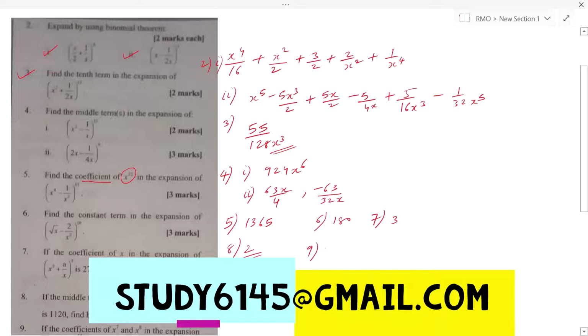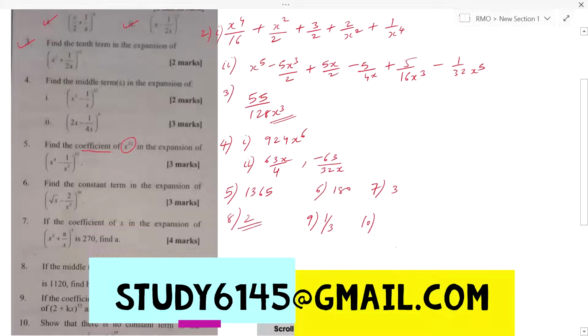Ninth, k is equal to 1 by 3x. Perfect. And tenth, just 1 by 3. They are asking just the coefficient. Ninth also they are asking just the coefficient, so you don't have to give that answer. Tenth one, it was a proving one.